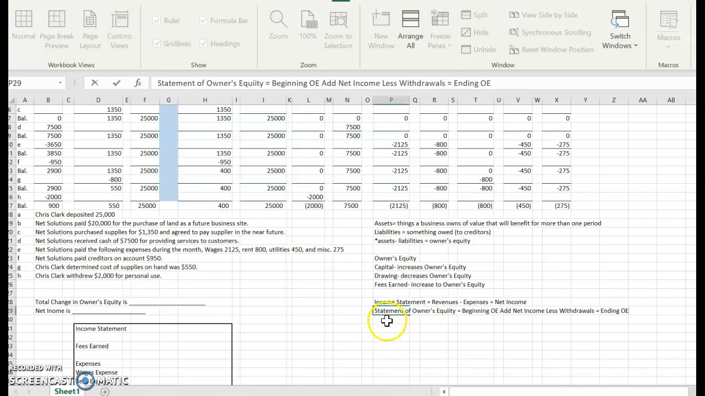Next, you're going to do the balance sheet, and this is basically the accounting equation, which is at the top of the sheet, and it is your assets equal liabilities plus your owner's equity. So those are the three statements that we're going to prepare in this video.